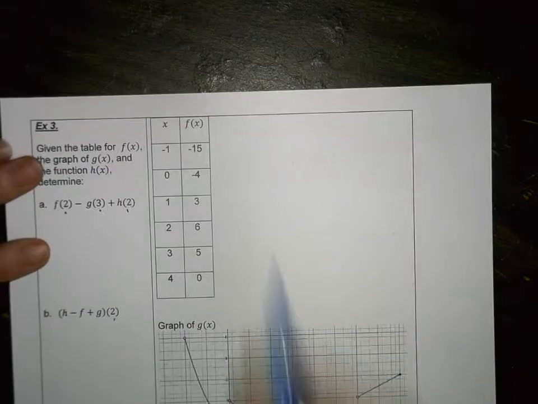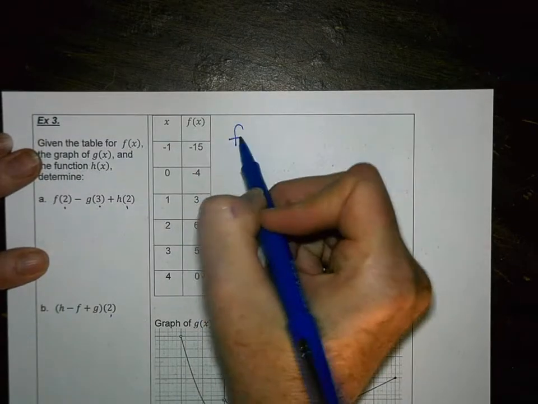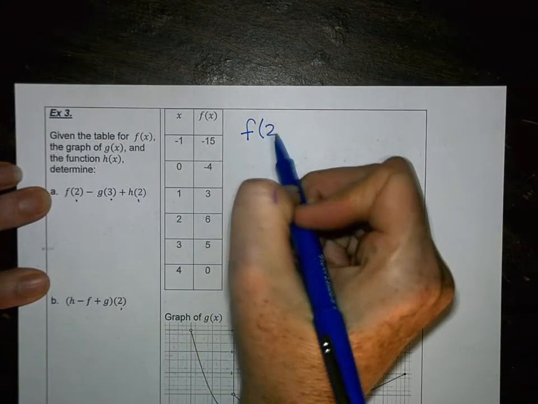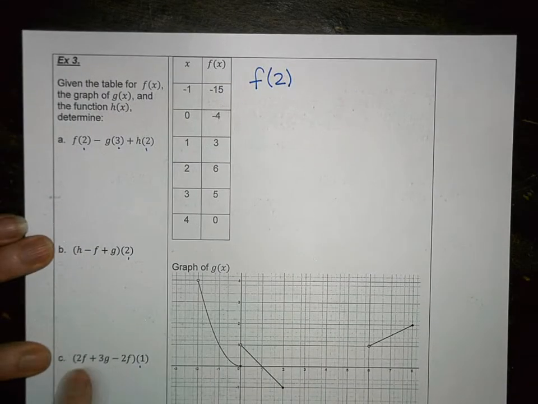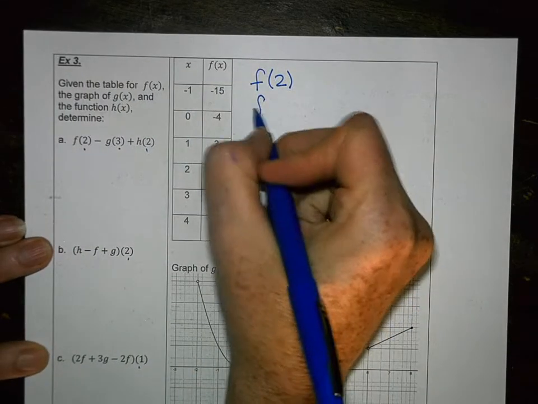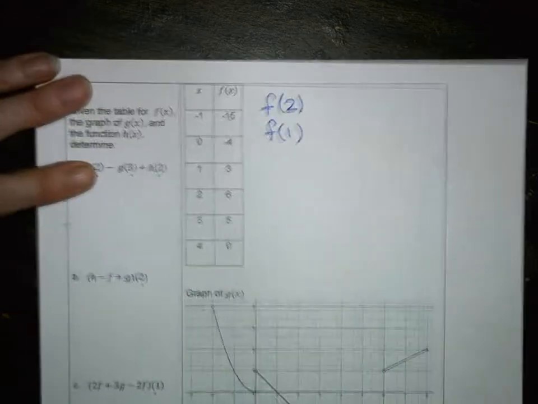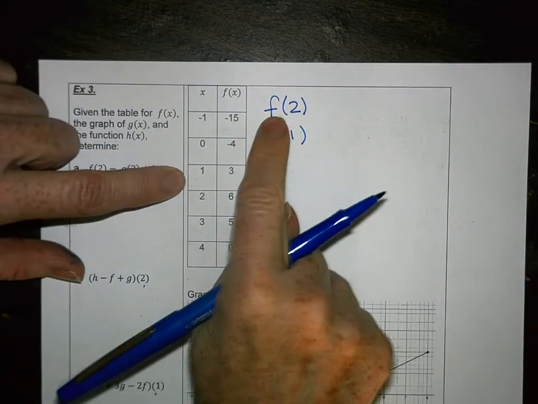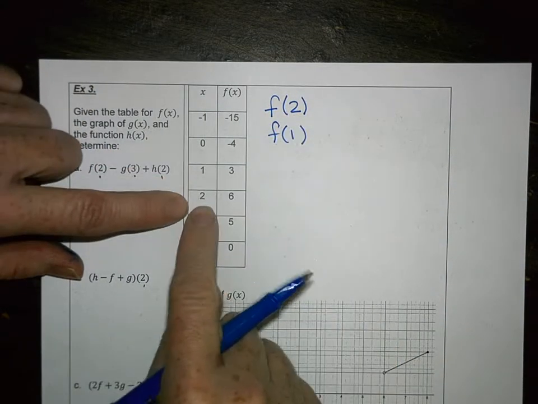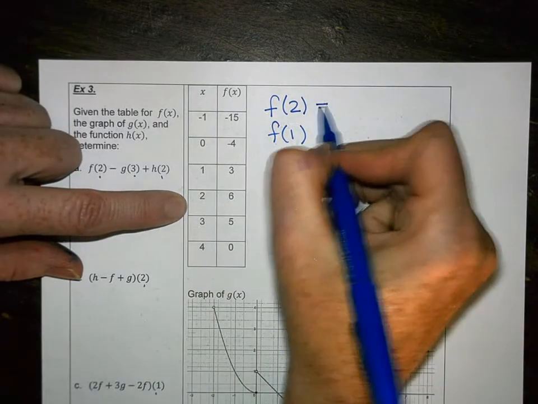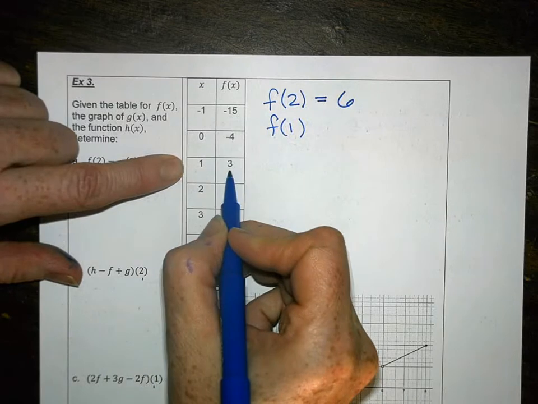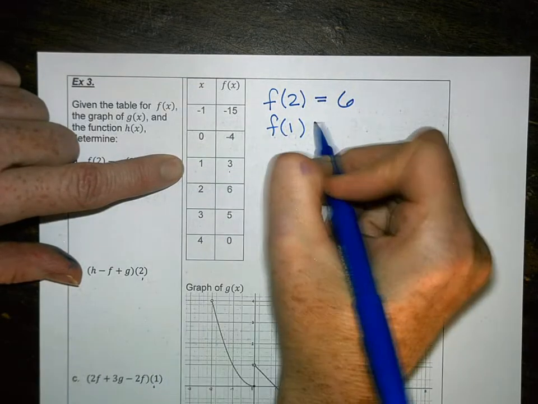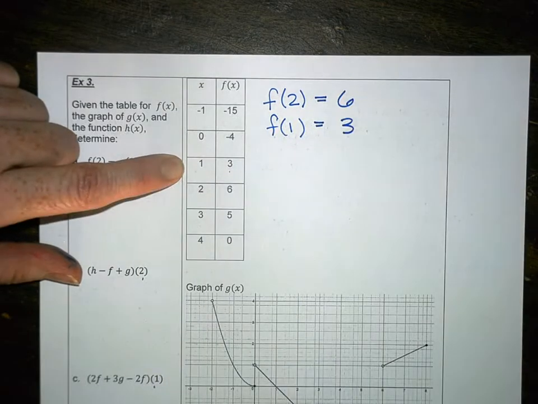So let's evaluate all the f's. F at 2, okay? And then what do we want? We want f at 2, that's the same thing. F at 1, okay? So we're going to evaluate those. All right, a table. F at x, when x equals 2, y equals 6, so the function equals 6. When x is 1, f of x is 3. Okay, those are f's. Let's look at how we do a graph.